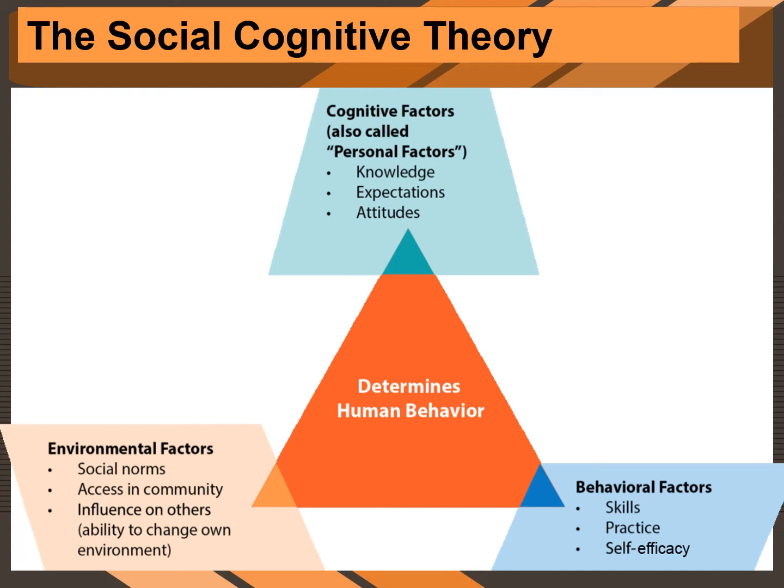So for social cognitive theory, we have these 3 factors: the personal factors, the environmental factors, and the behavioral factors. Personal factors include the individual's knowledge, your expectations, and of course, your attitude. While the environmental factors include the social norms, the access in the community, and the influence on others, which is your ability to change your own environment. Then lastly, behavioral factors, which include the skills, practice, and self-efficacy. All these three interact and determine the human behavior of an individual in the social cognitive theory according to Albert Bandura.